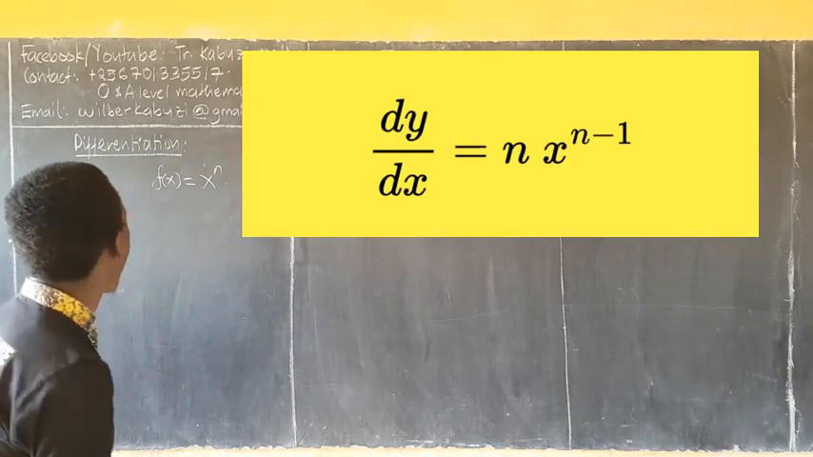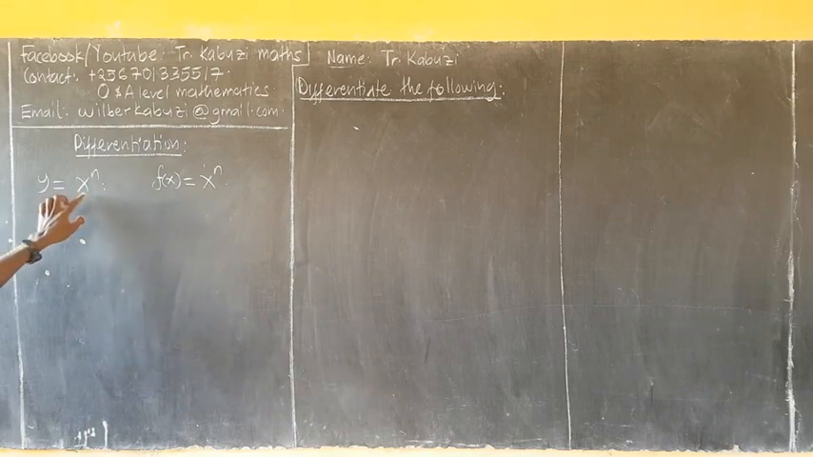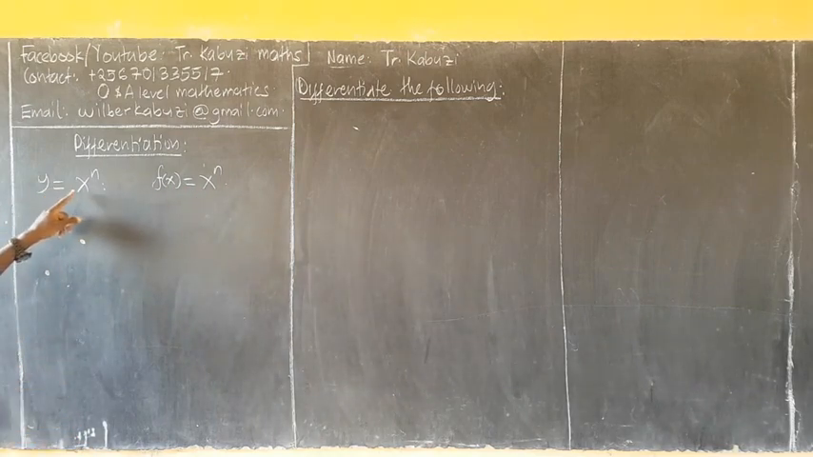Today we are going to see how we differentiate. So our topic today is differentiation. Differentiation is when y is varying with x, and we call y a function of x. Now, x is having power n. How do we differentiate this?